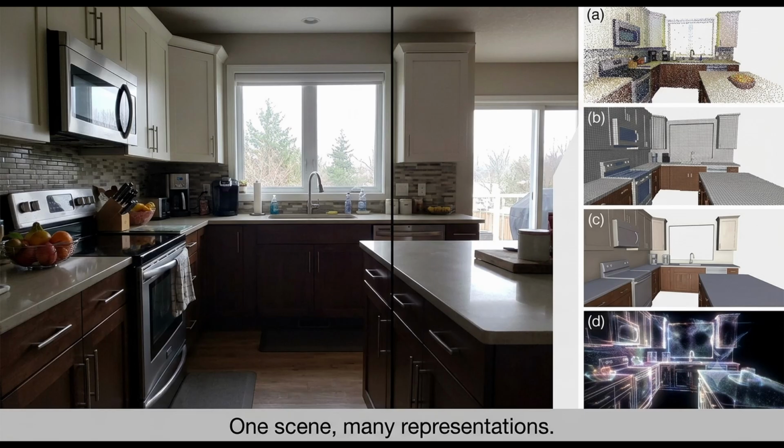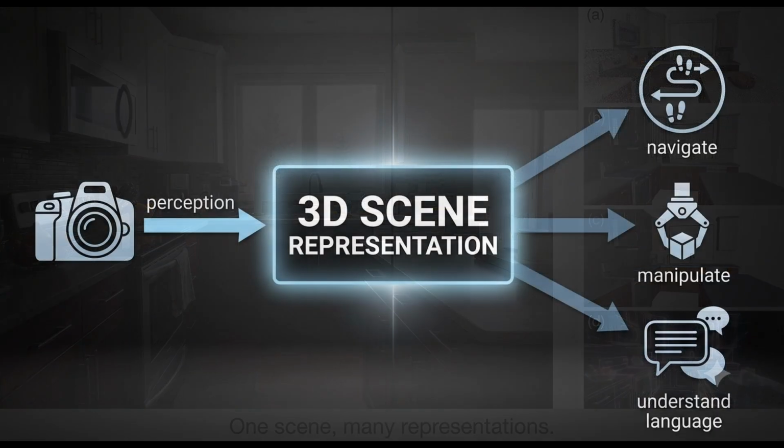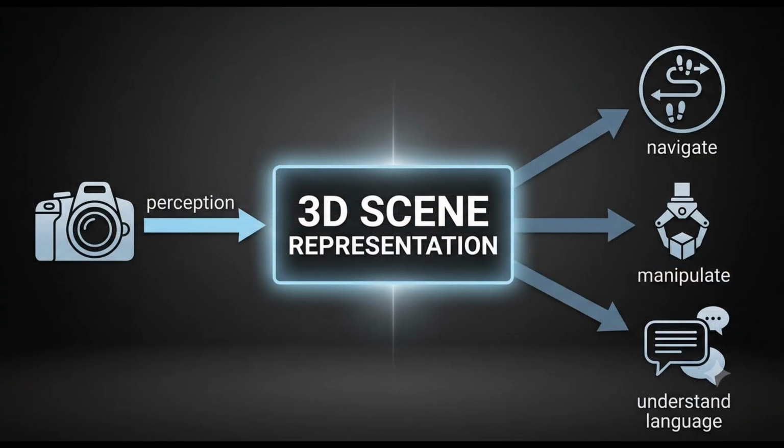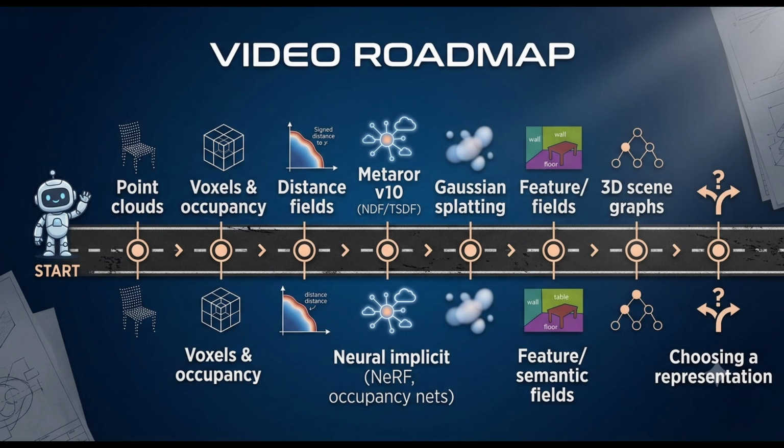All of that, geometry, connectivity, semantics, and the ability to act on it, has to be packed into some internal model of the scene. That internal model is what we call a 3D scene representation. And the choice of representation is not a minor engineering detail. It quietly decides everything: how much memory the agent burns, whether it can plan a path, whether it can grab an object, whether it can even understand what you asked for. Pick the wrong representation, and the smartest planner in the world is useless.